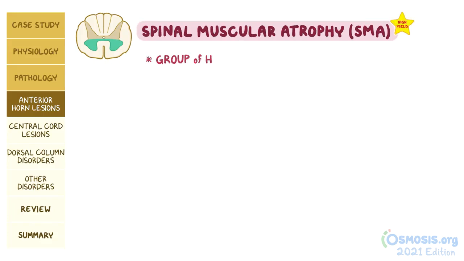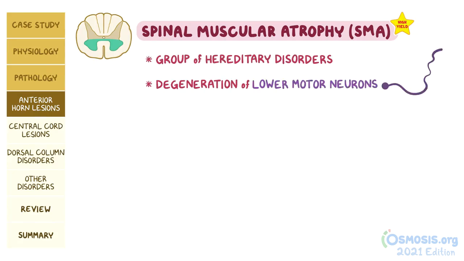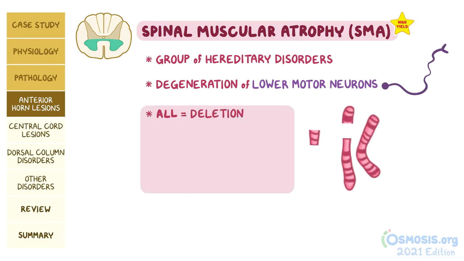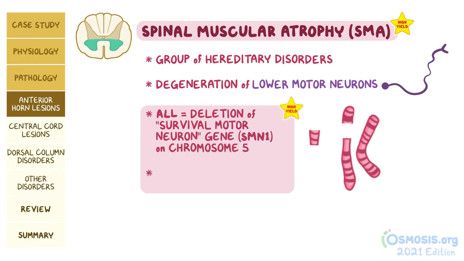This is actually a group of hereditary disorders that cause degeneration of lower motor neurons. For your test, remember that they are all a result of a deletion of the survival motor neuron gene, or SMN1 gene, found on chromosome 5, and are inherited in an autosomal recessive pattern.